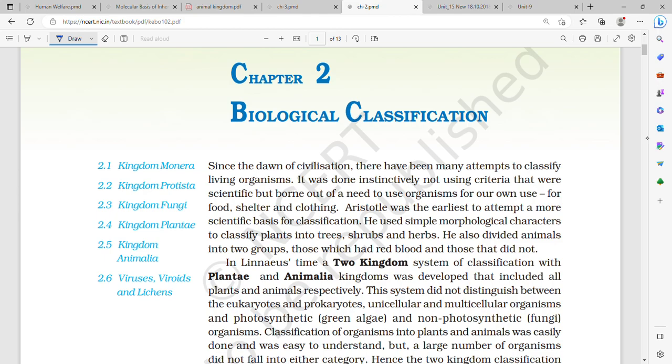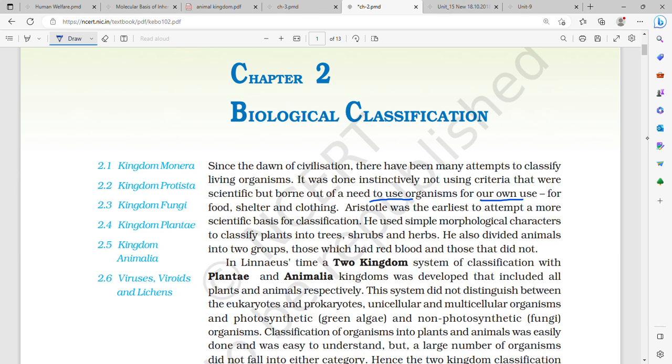Since the dawn of civilization, there have been many attempts to classify living organisms. It was done instinctively, not using criteria that were scientific, but born out of a need to use organisms for our own use, for food, shelter and clothing.